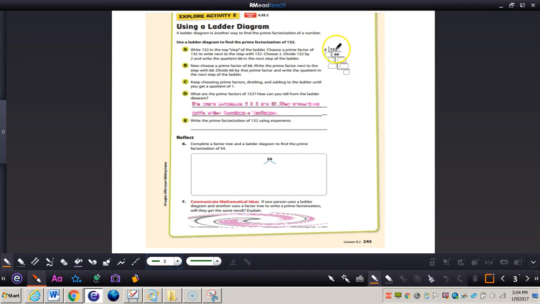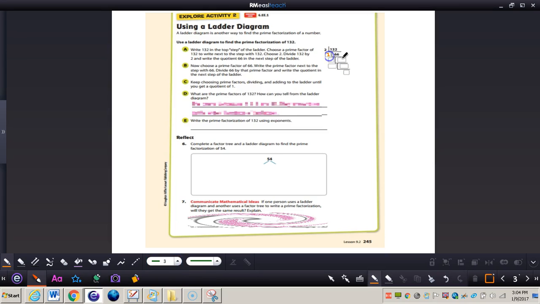So the first thing you'll do is write 132 on the top step of the ladder. We want to choose a prime factor of 132 to write next to the step with 132. So we wrote 2 down, and then we're going to take 132 and divide that by 2. That's going to give you 66. And then the next thing we will do is think about what prime number can be divided into 66. That would be a prime factor of 66, and that will be 2.